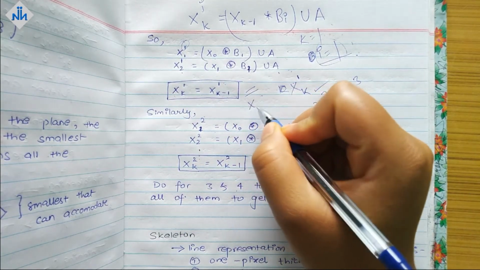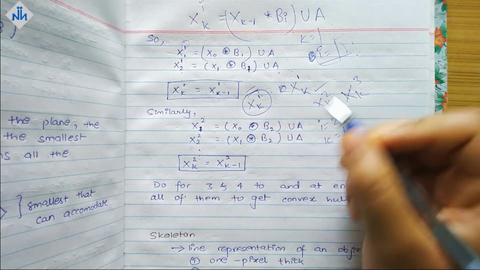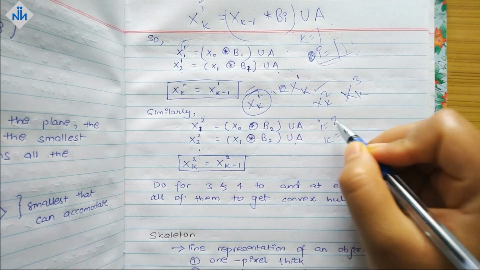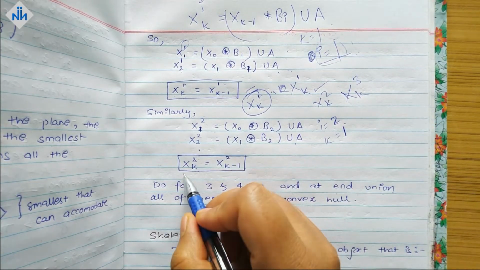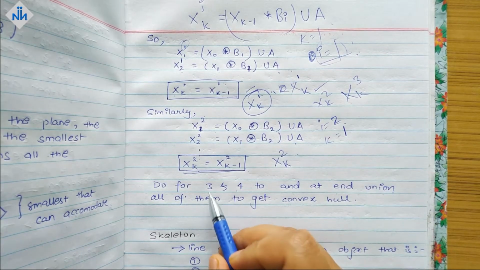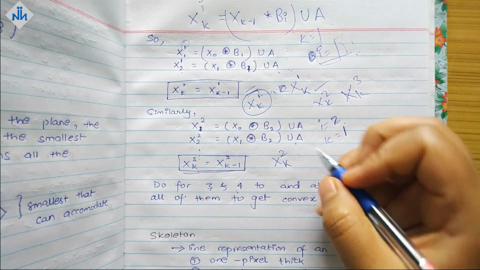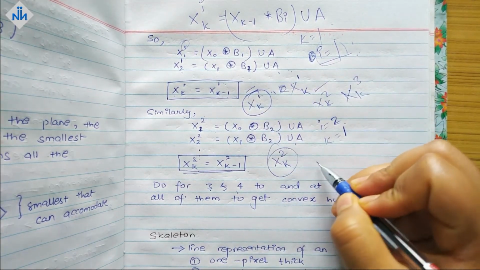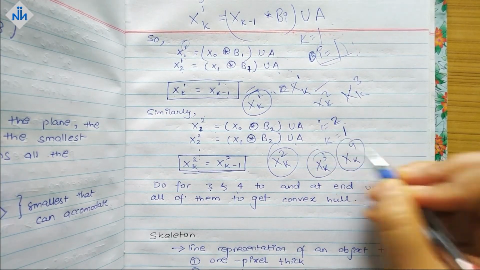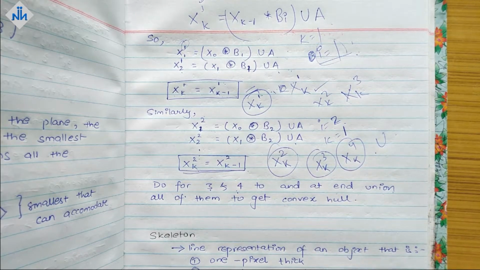So we will have Xk^1 over here. Similarly we do it for k equal to 1 again and i equal to 2, and we do it till this condition, we will have Xk^2. Similarly we do it for 3 and 4, and at the end Xk^1, Xk^2, Xk^3, Xk^4, all of these will be unioned together to get our final convex hull.